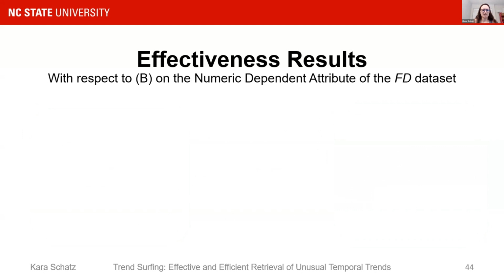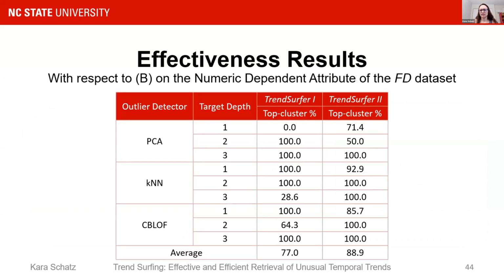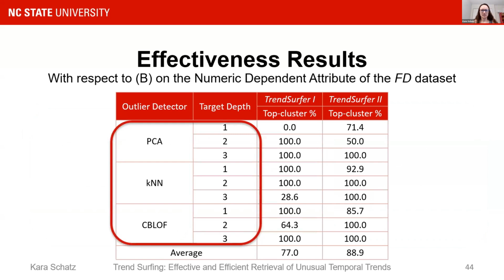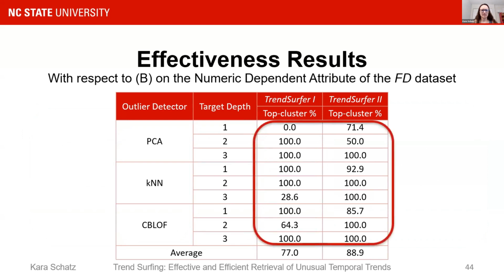Next, we have effectiveness results with respect to unusualness criterion B on the numeric dependent attribute from the flight delay dataset. So the first column here indicates the test case, which is comprised of the outlier detector and the target depth. And then here we see that our approaches perform well overall.